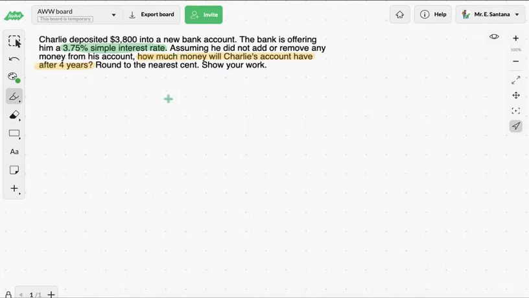In order to get there, you're also going to need to know that you are depositing $3,800. Now, when you deposit money, that means you put money in the bank. If you withdraw, then that means you're taking money out, but we are putting money in. And so now we have the information that we need in order to determine what we're going to have here.